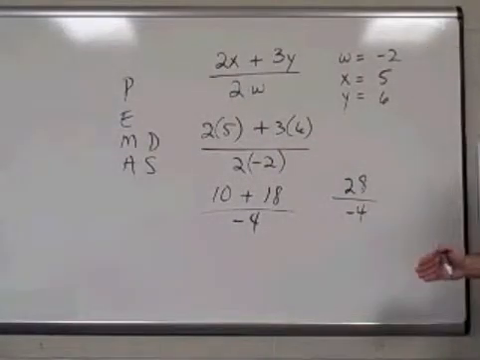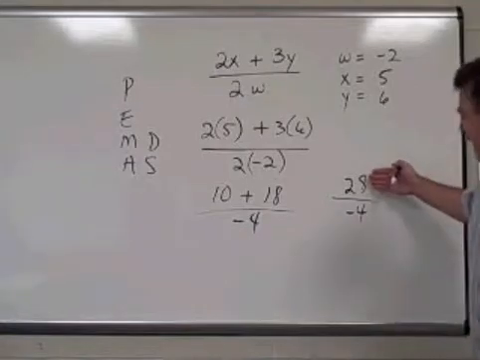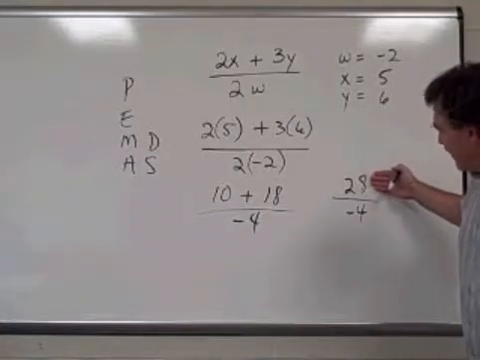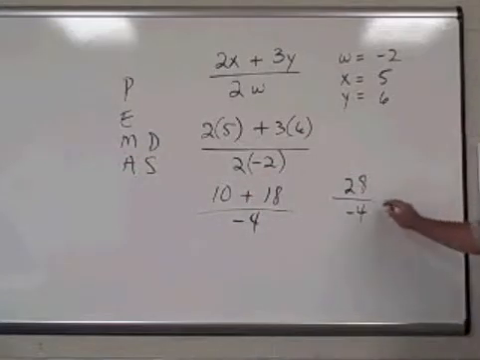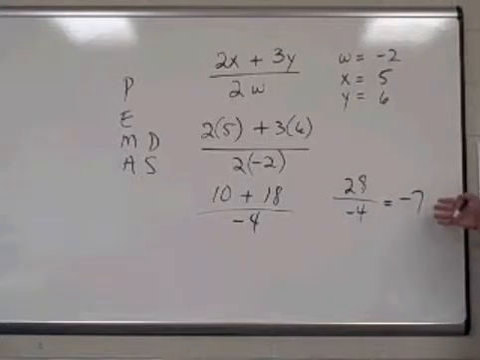It's 28 divided by -4. And remember, anytime we have a positive and a negative, when we are either multiplying or dividing, the answer is negative. 28 divided by -4 will be -7.